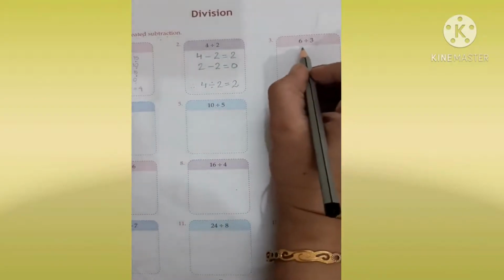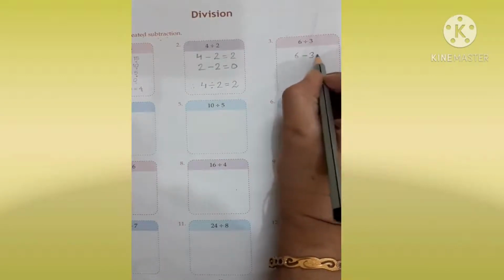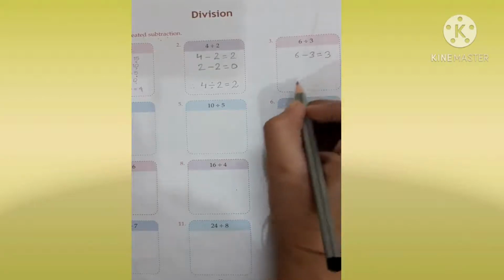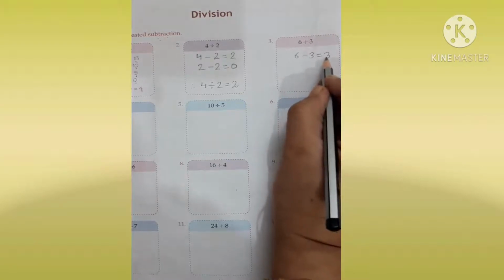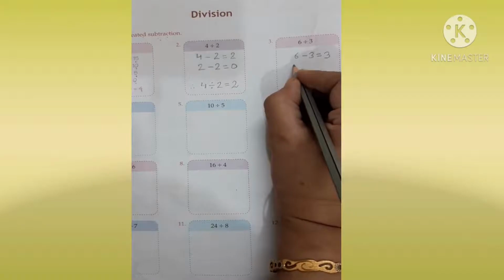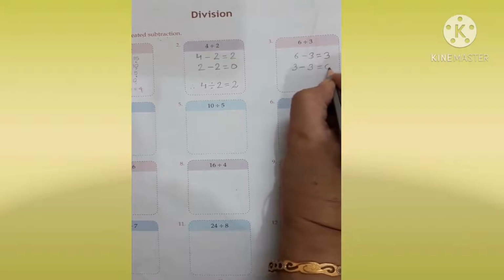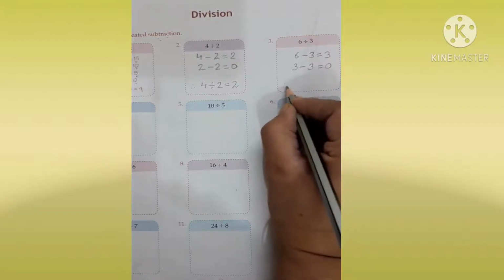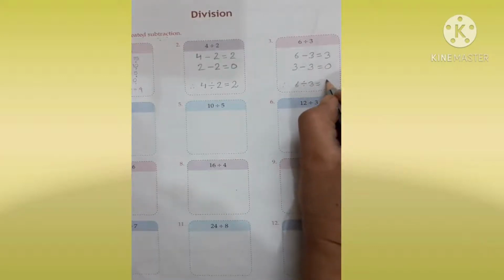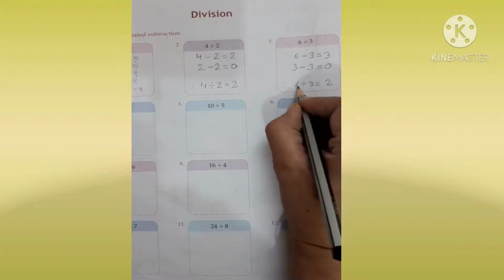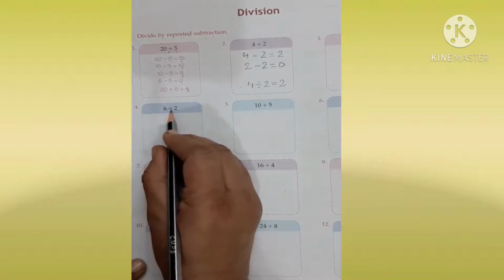Next, 6 divided by 3. 6 minus 3 is equal to 3. Then 3 minus 3 is equal to 0. So 6 divided by 3 is equal to 2, because 3 twos are 6. Fourth, 6 divided by 2.